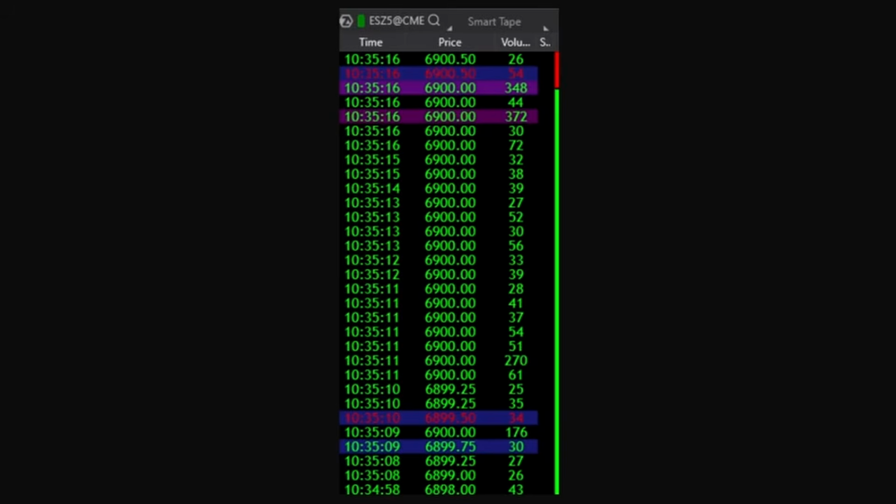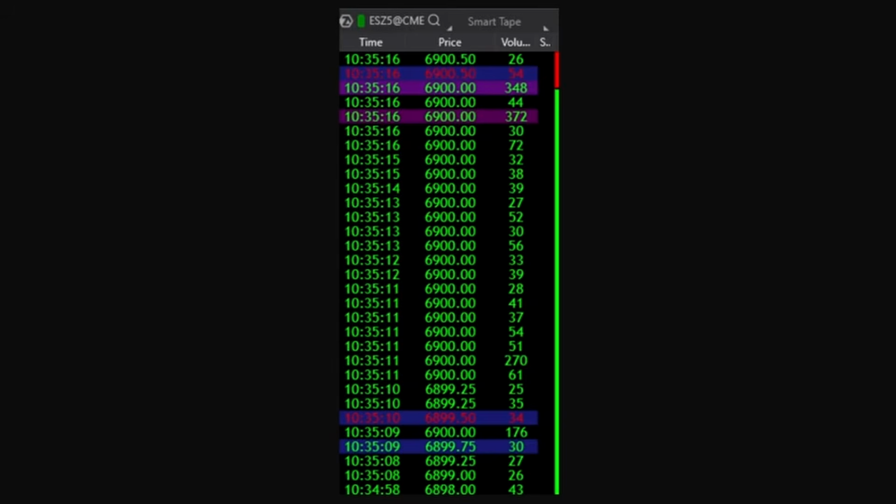Okay. So almost this entire tape that we're seeing right now is market buyers at 6,900, which could tell us that there is a very large limit seller at 6,900 as well. So when we are reading the tape like this, we are looking for who is controlling these nodes, right? Let's take a look at this 6,900 level here.